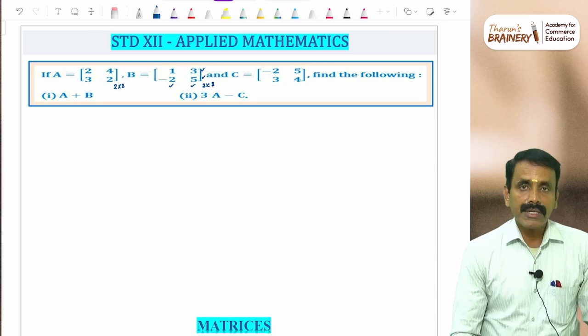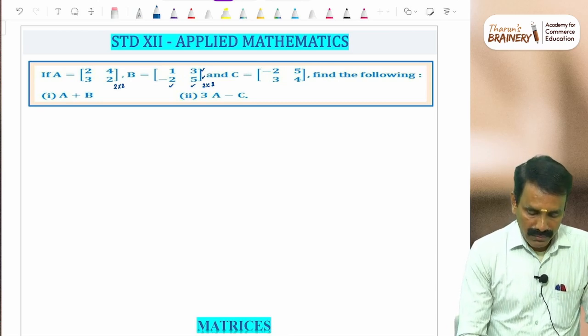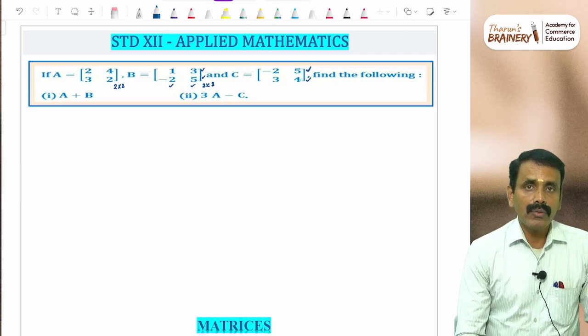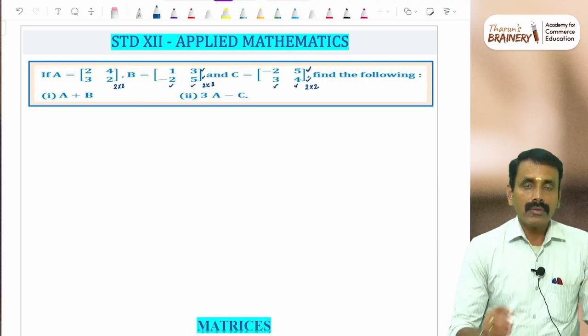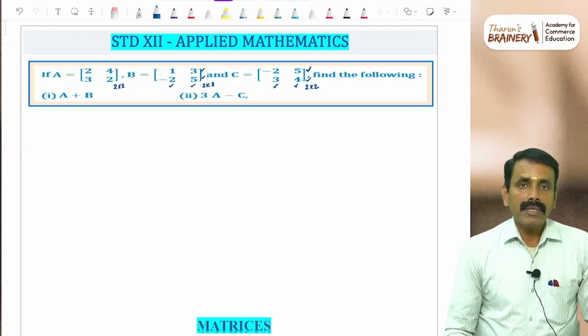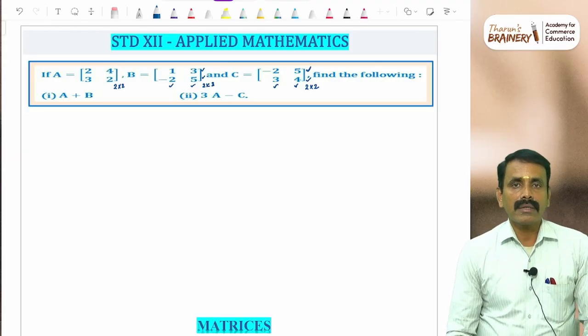What about the matrix C? It is going to have first row, second row. So, it is going to have 2 rows, and how many columns? The vertical arrangements are going to be columns. So, this is the first column, this is the second column. So, this is also of order 2 by 2. So, the matrices A, B, C are going to have the same order. So, we can add, subtract.